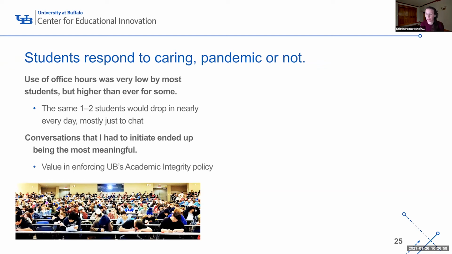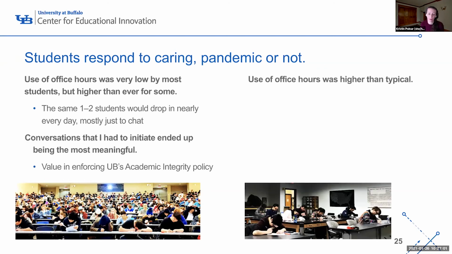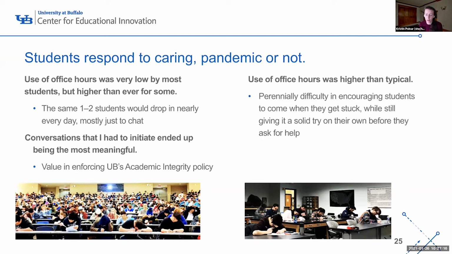So that was spring, right? That was really tough. Everything was up in the air. By fall, in my upper level class, all I noticed really was that the use of office hours was higher than normal. Office hours was the main channel where I would communicate one-on-one with the students, and they were always showing up. And this is great, but there's always that balance to strike where sometimes students will come and ask how to do something before they've really given it a try on their own. This always is something to deal with, but overall, I found this understandable because people just needed more help this year.